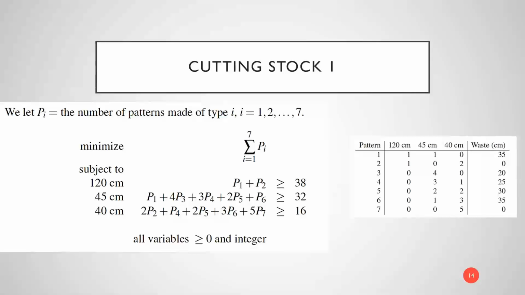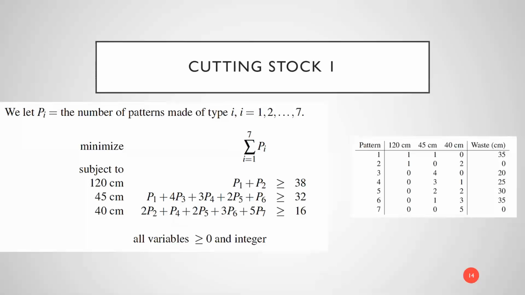Therefore, one proper way to model this problem is to consider the number of patterns made up of type I as the decision variable and try to minimize the total of this number.